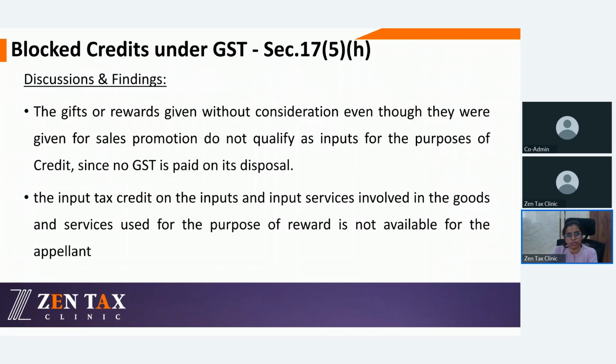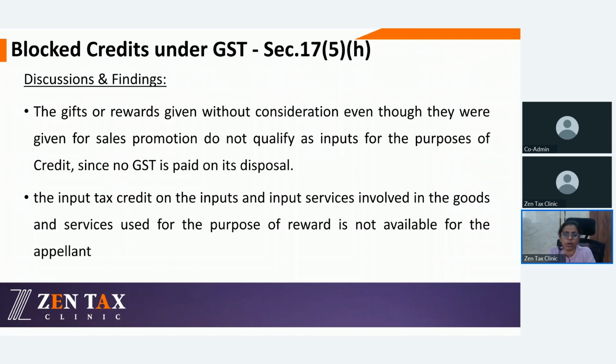So, even though there were cases we discussed earlier where, even if it was used for commercial purposes or there is a contractual agreement, in this case they particularly declared that it is not eligible to avail the ITC. Because, as you see, a gift or reward, even if it is given for a sales promotion, does not qualify as inputs, since there is no GST on the disposal, and the input taken for the sales promotion does not become inputs. So when it is not even inputs, you cannot claim input tax on that.